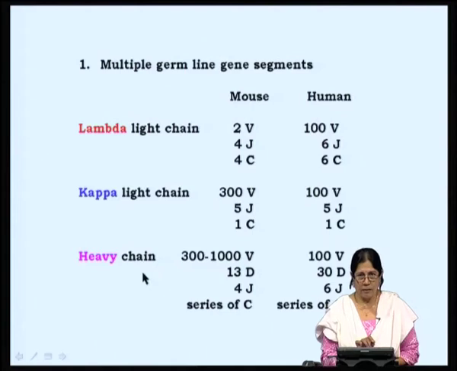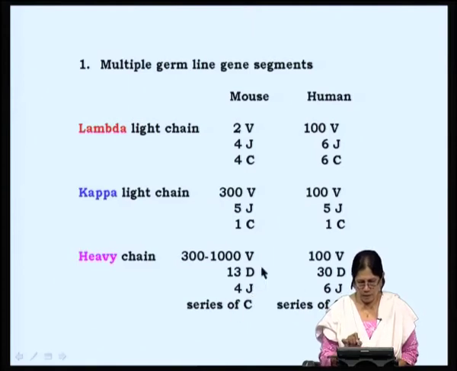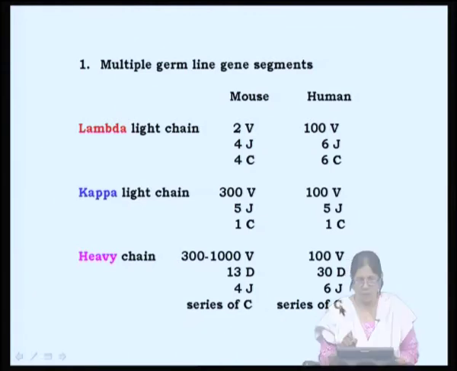Heavy chain, interestingly, in the mouse there are 300 to 1000 variable gene segments. Now, that is really a very large number. In case of human, it is 100 V gene segments, but the human heavy chain makes up by having more diversity gene segments. There are 30 in all. Mouse has 13, 6 J and 4 J in human and mouse respectively, and of course, series of C, that is constant domain gene segments, each one corresponding to the class of immunoglobulin.